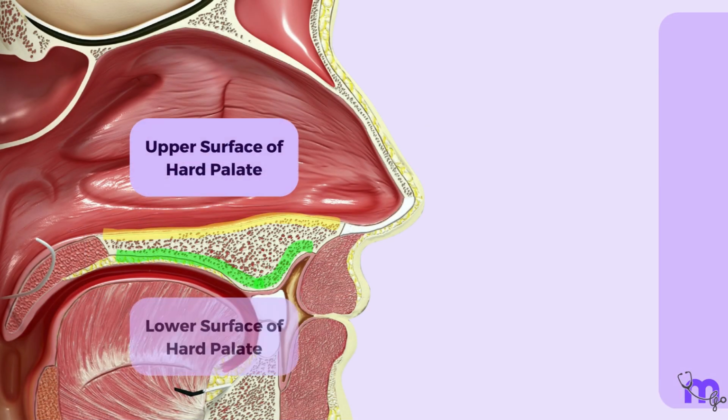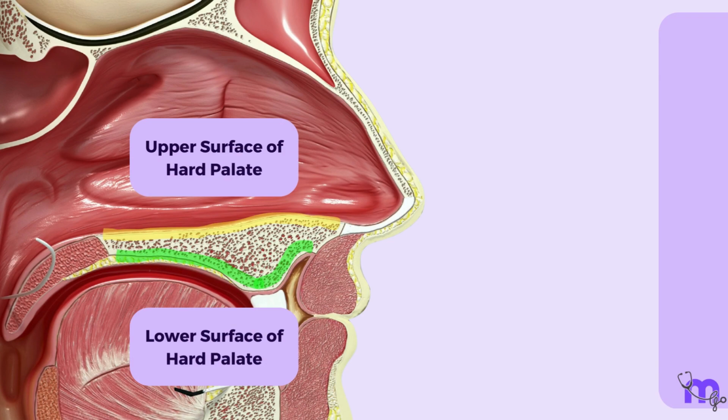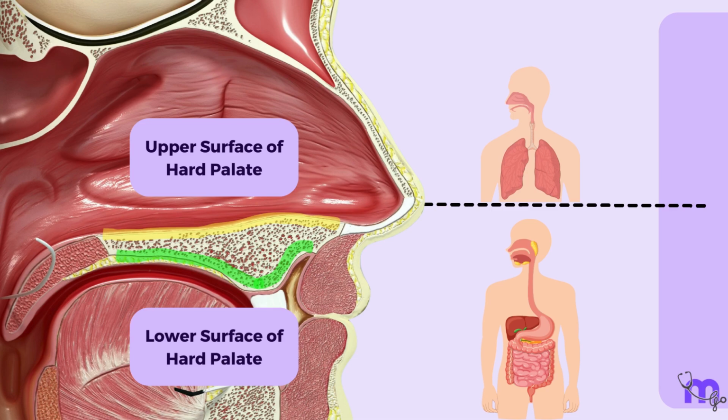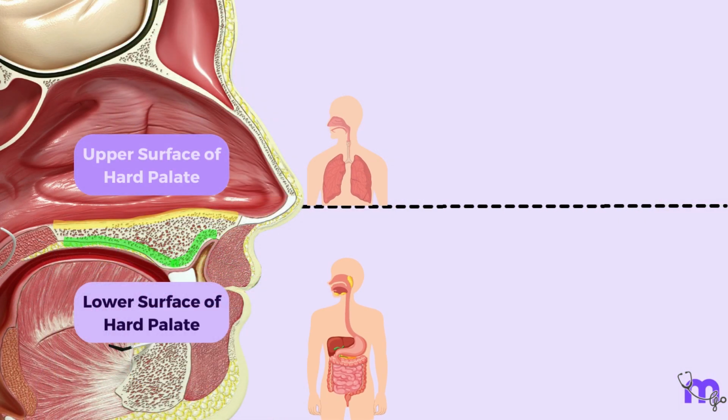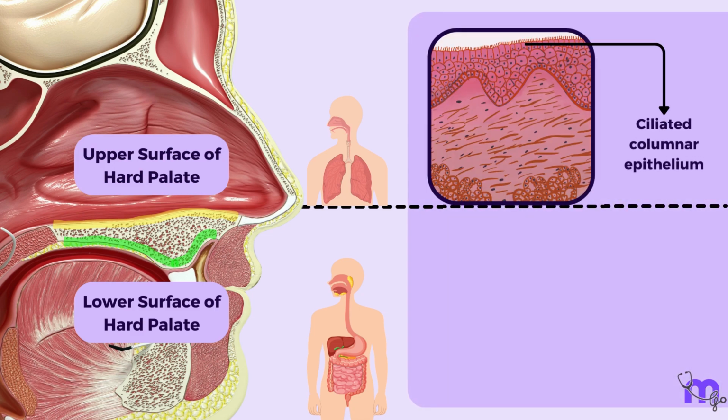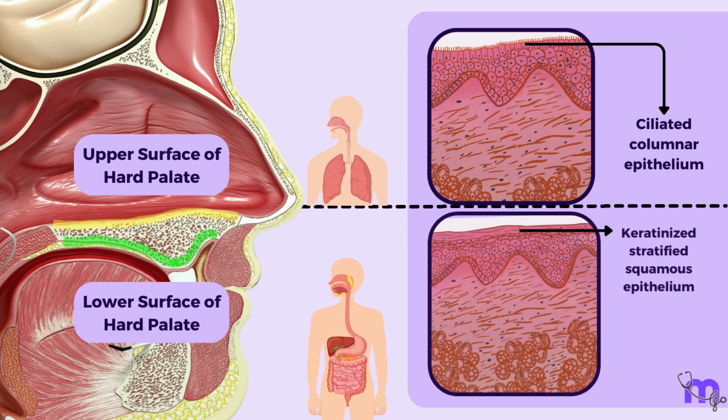The upper and lower surfaces of the hard palate differ from each other because they are related to two different systems, the digestive system and the respiratory system. Therefore, the upper surface that faces the nasal cavity is covered by ciliated columnar epithelium, and the lower surface by keratinized stratified squamous epithelium with numerous mucus secreting glands.